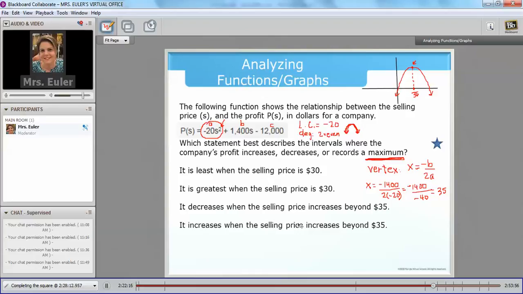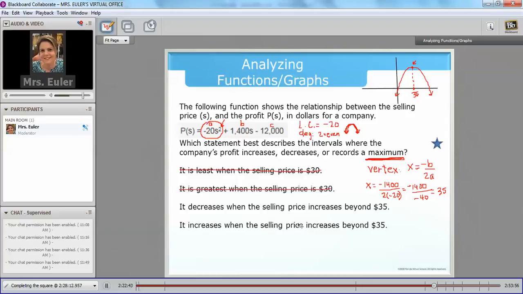Let's look at our answer choices at this point. So when I look at these answer choices, I'm looking at these values right here, and I can see already that 35 is the point at which I have a maximum. And so these answers with 30 in them, I know are going to be incorrect. Those are not going to be the correct answer choice, so I'm going to eliminate them.